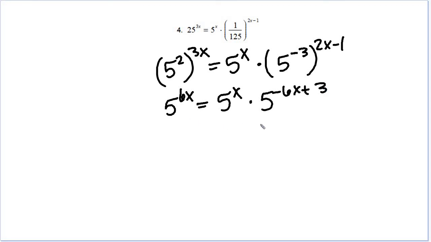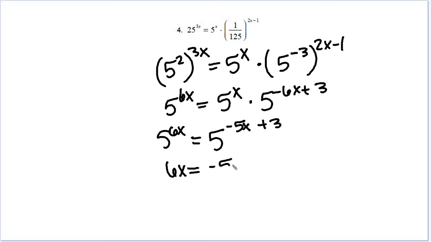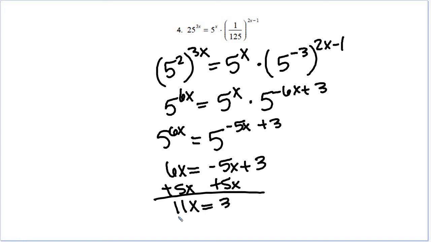So again, we have all the common bases now, but we don't have a single base raised to a single exponent. So on the right-hand side, again, I'm going to use the product rule. So two like bases, when they multiply, we add their exponents. So x plus a negative 6x is negative 5x plus 3, just combining like terms. Now I can set up my exponent equation and solve. So when I add 5x, I get 11x is equal to 3, divide by 11, and I get x is equal to 3 over 11.